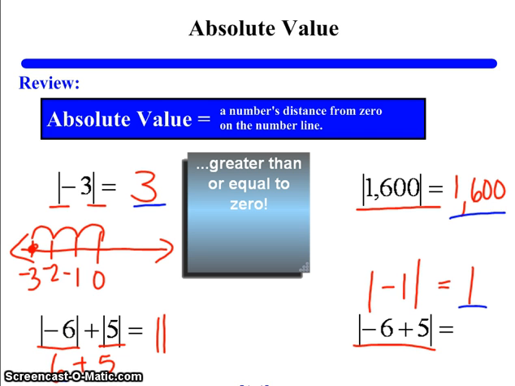Okay, so that's the quick little review of opposites and absolute value. If you have further questions on either of these concepts, please make sure you see your teacher as soon as possible so we can get you squared away and back to where you need to be.